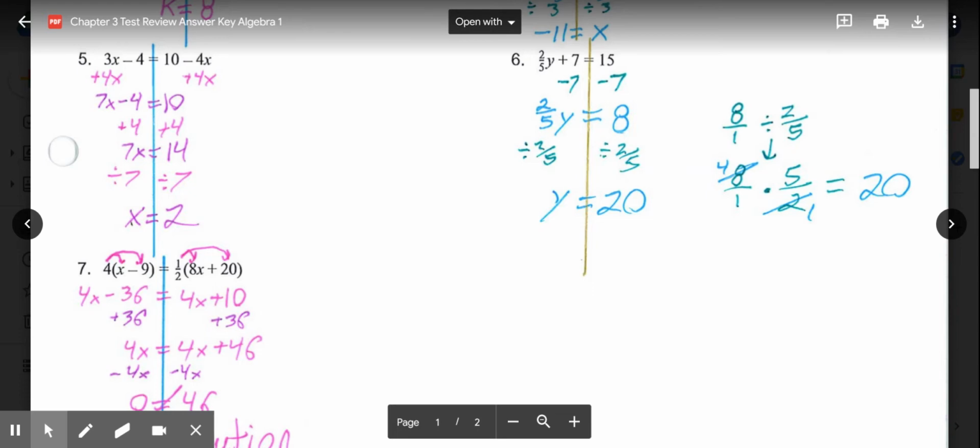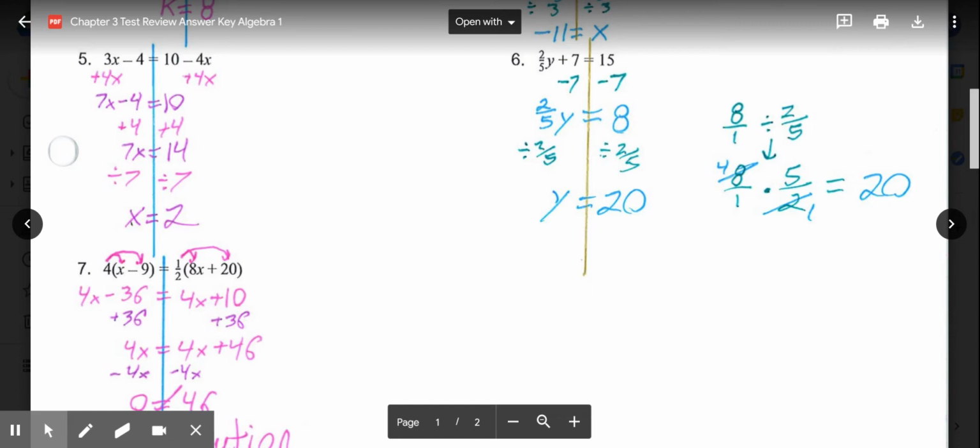Then we want to undo the subtraction of 4, so add 4 to each side. And we would have 7x equaling 14. Divide both sides by 7 to get x alone, and x would equal 2.